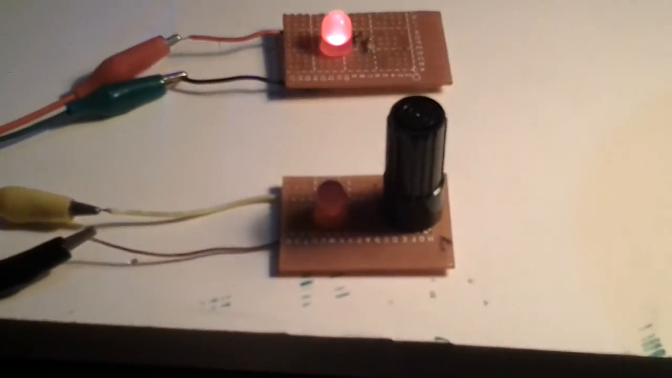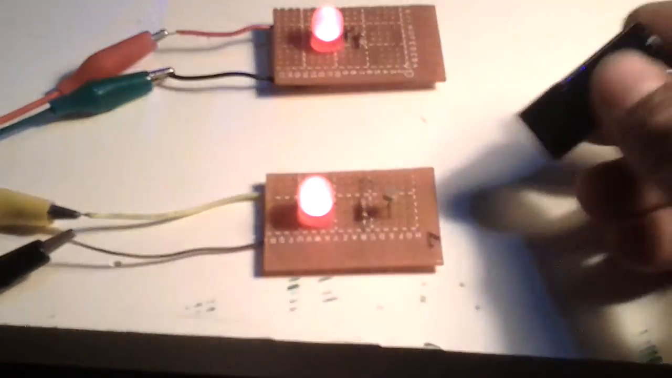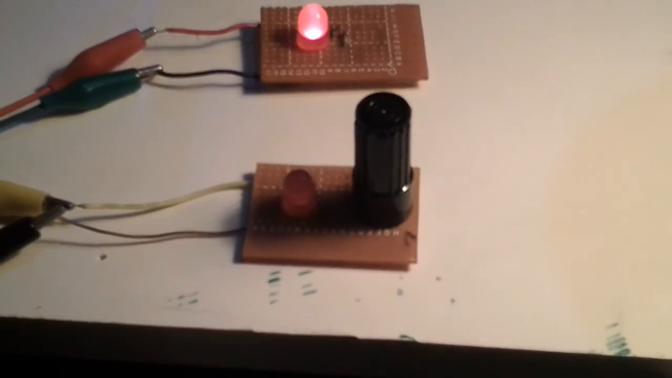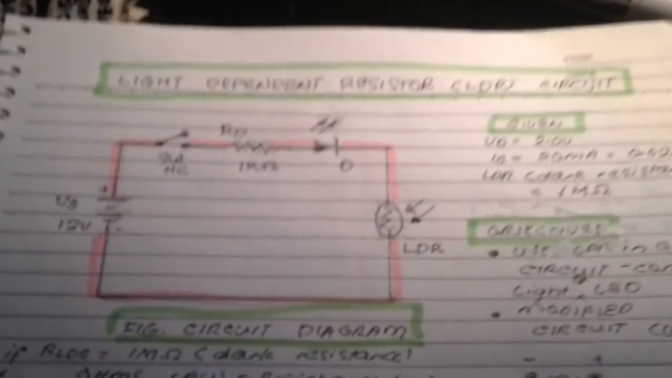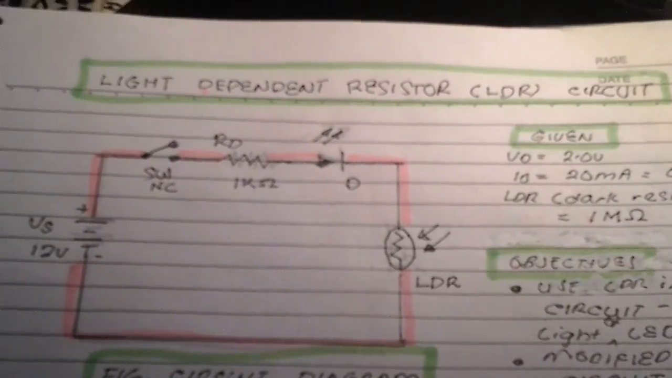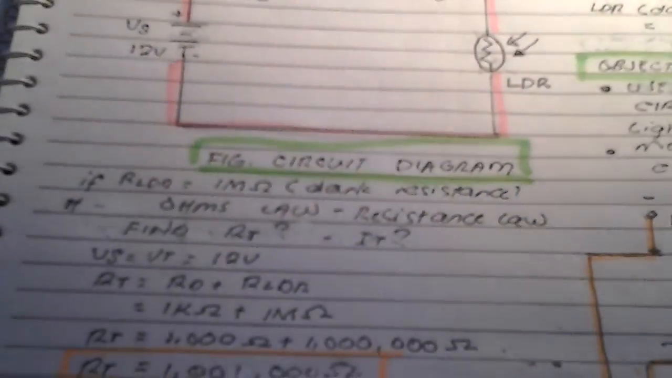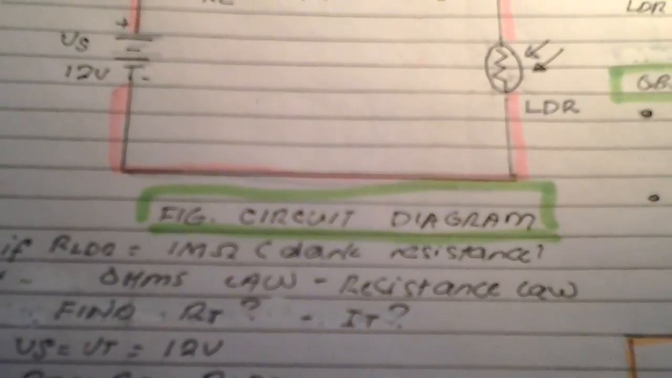That is the dark resistance. And having this cup put over the LDR makes the LDR have a dark resistance of 1 mega ohms. That is given in the data sheet of the LDR. So that is the way of controlling the LED light, by controlling the LDR, or putting it in the dark. When there's no light, there's no current flow, and the LDR is having this dark resistance.